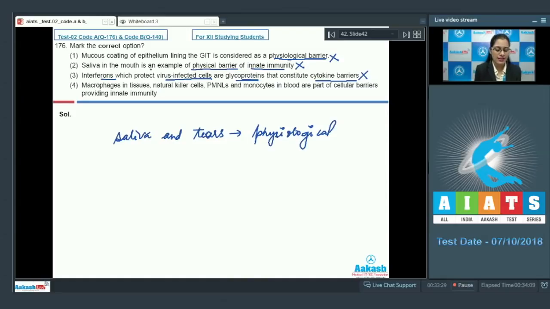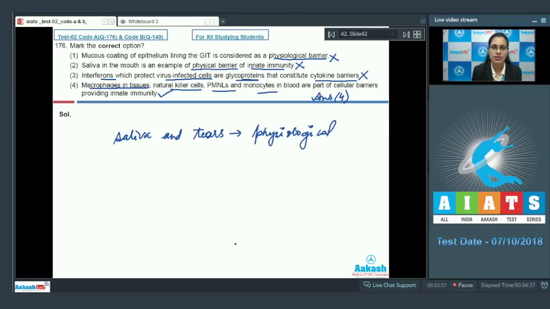The fourth option given is macrophages in tissues, natural killer cells, PMNLs and monocytes in blood are part of cellular barriers providing innate immunity, and this is a correct option because all these cells act as cellular barrier and provide innate immunity to our body. So the correct answer for this question is option number 4.